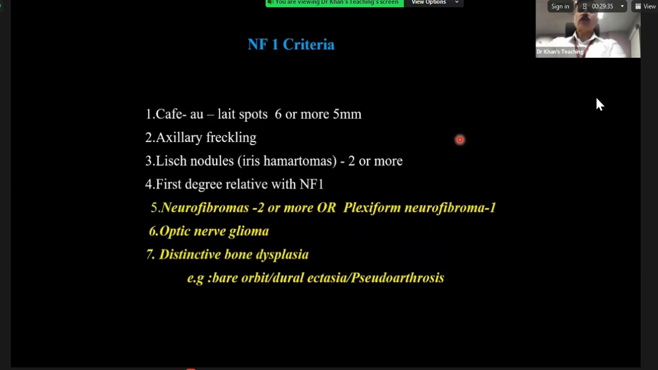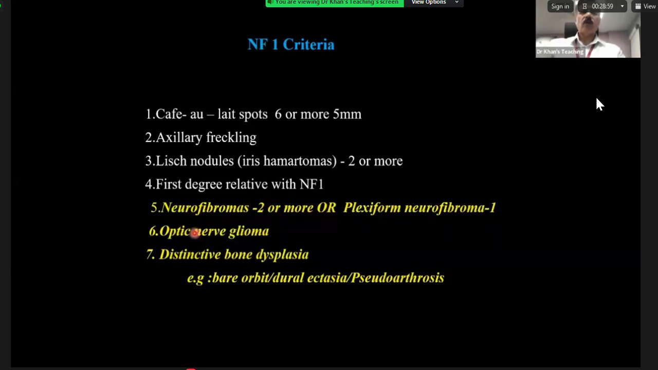The first 4, which are in white color, are not for us. The clinicians are going to tell you this: café-au-lait spots, axillary freckling, Lisch nodules, which is iris hamartomas, or first-degree relative. So these are all for the clinicians to tell you. But 5, 6, and 7 is where radiology plays its role. Neurofibroma, 2 or more, or plexiform neurofibroma. So we will see all of these things when we do CNS.